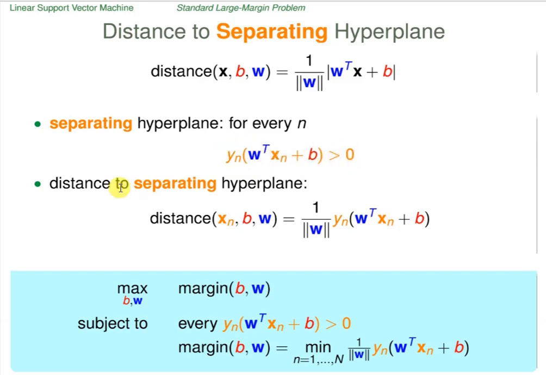The distance to the separating hyperplane can be rewritten as follows, where we replace the absolute value of the term of the hyperplane with the following. Our redefined optimization problem is now as follows. We want to find the hypothesis with the maximum margin, subject to all the points being correctly classified, and subject to the margin being calculated using the nearest point to the hyperplane, with the minimum distance.